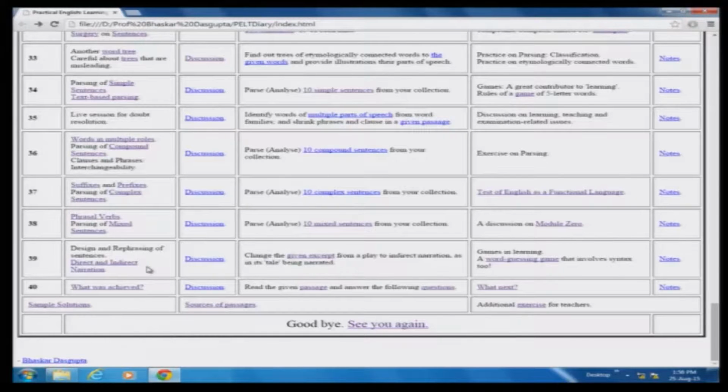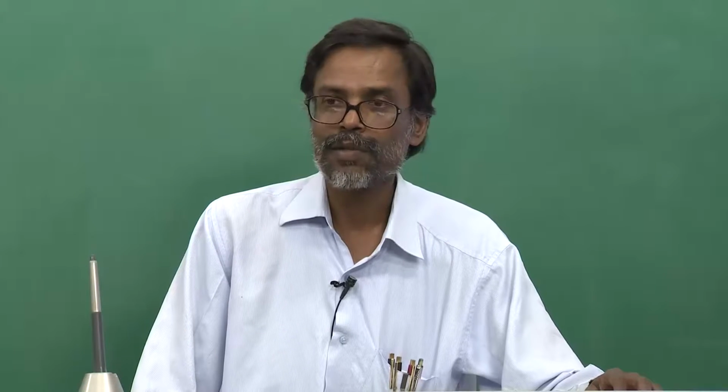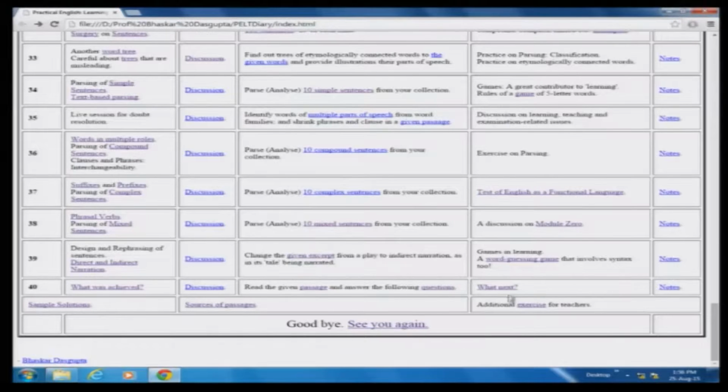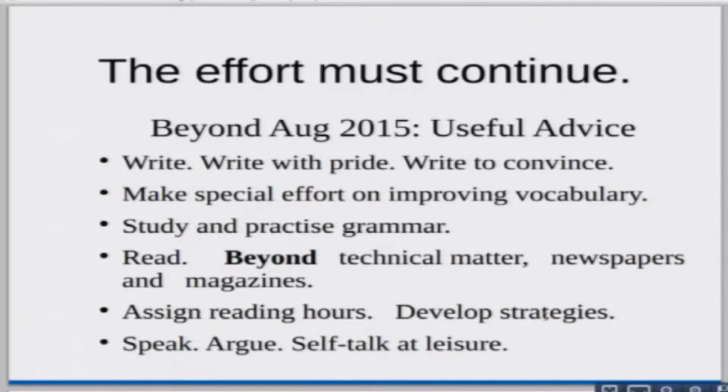So, the question is, after this course, what next? Of course, we have seen that we tried to achieve quite a bit of things, and some of that we have achieved, some of that perhaps we have not achieved. In any case, what should be done next? First, the effort must continue, beyond August 2015. And some useful advice.